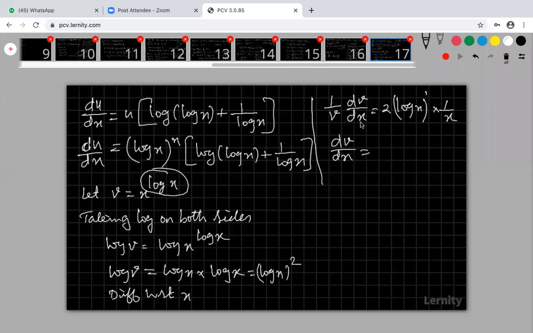So therefore, this is dv by dx. You bring this v here. V into 2 into log x divided by x. My v is nothing but x power log x, into 2 log x divided by x. This is my dv by dx.